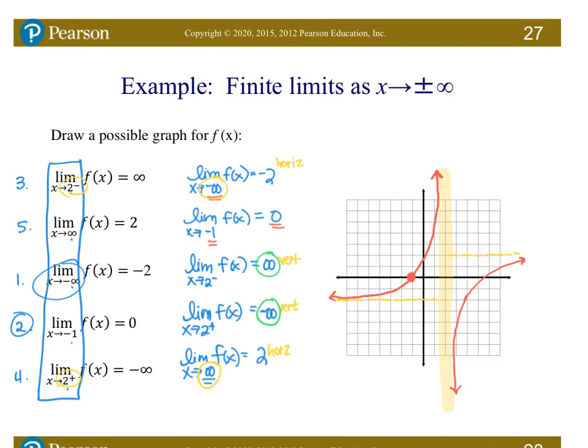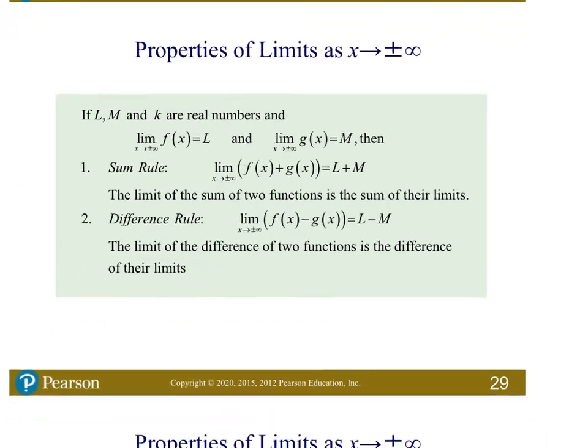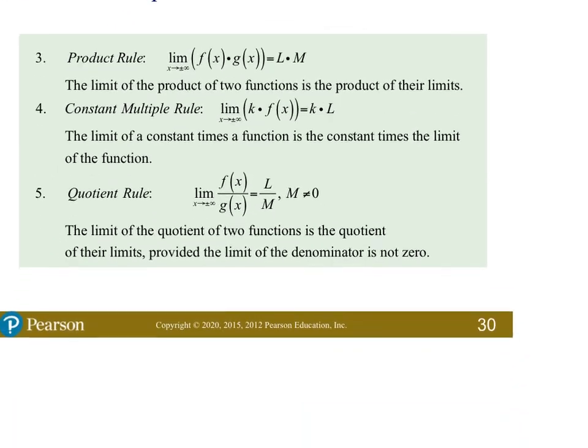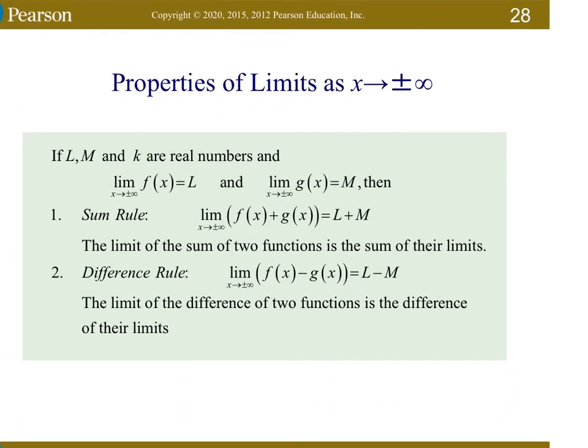So that's a possible graph for this function that meets all of their requirements, but I find it's helpful to put them in order and think of them left to right. The last thing is just what you can and can't do with limits. It's the same thing that we could do before. You can add limits and you can subtract limits. That's legal.